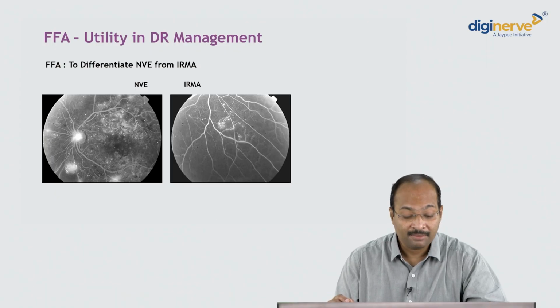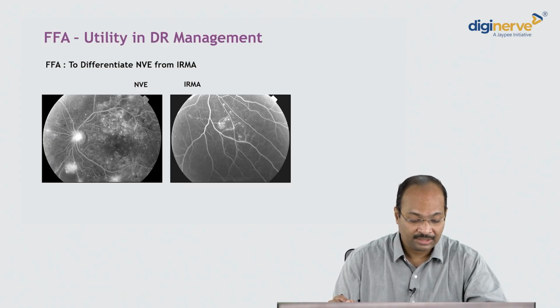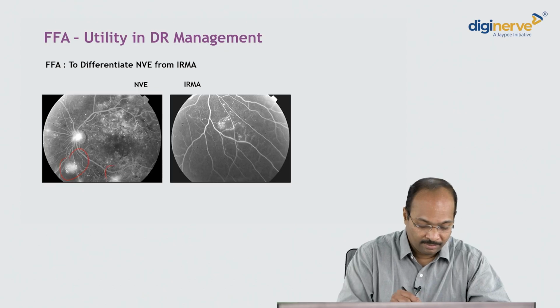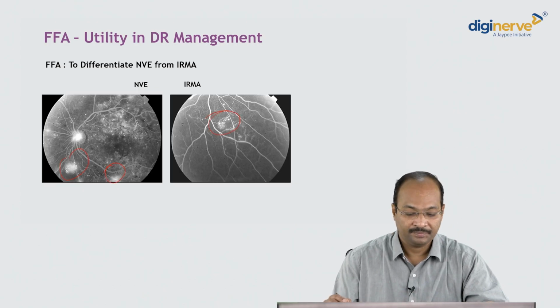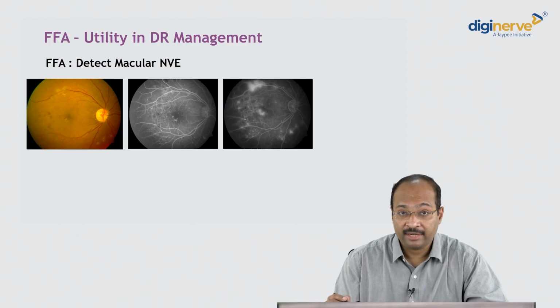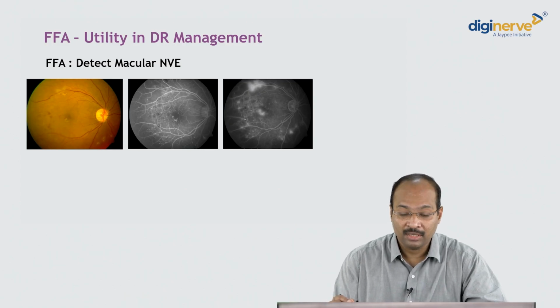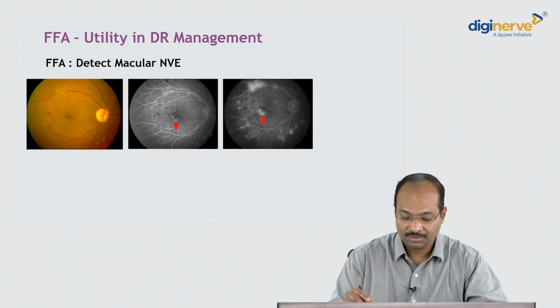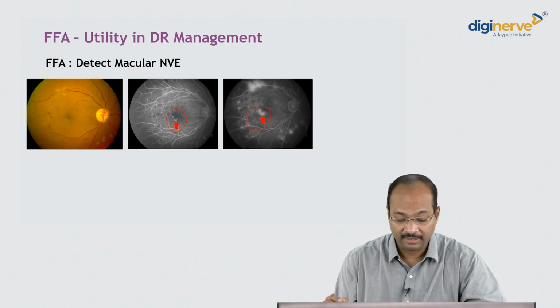Fluorescein, as I mentioned, helps us differentiate the neovascularization elsewhere from the IRMAs. It also helps us detect rare atypical cases of macular neovascularization, as you see here in the late and the early frames.